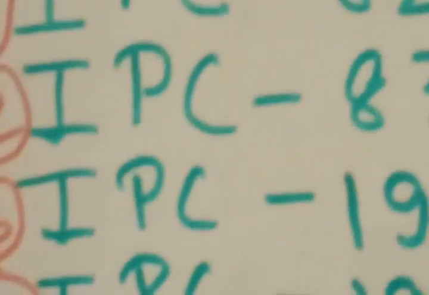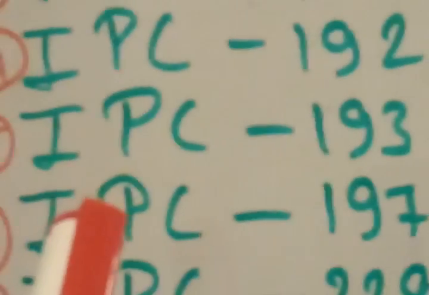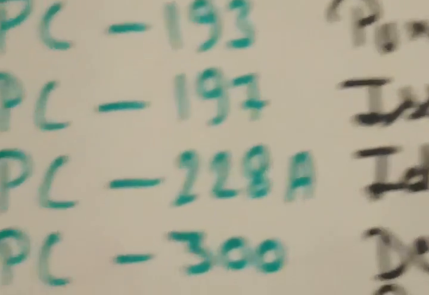IPC 82, there is no punishment for a child less than 7 years. Then IPC 83 is for a mentally not developed child, 7 to 11 years. Then IPC 191 is giving false evidence. Then IPC 192 is creating false evidence. Then IPC 193 is punishment for false evidence. Then IPC 197 is issuing of a false certificate by a doctor. Then IPC 228A is protecting the identity of a rape victim.